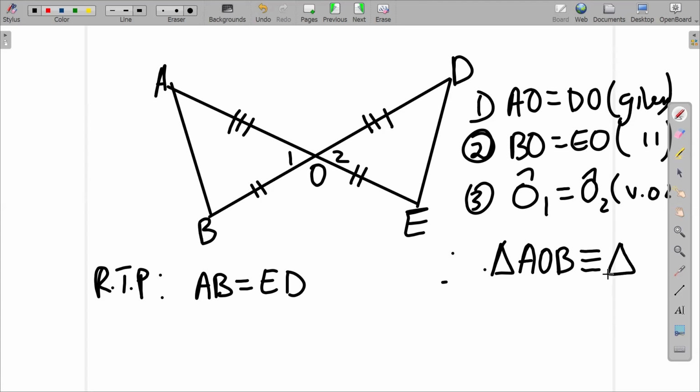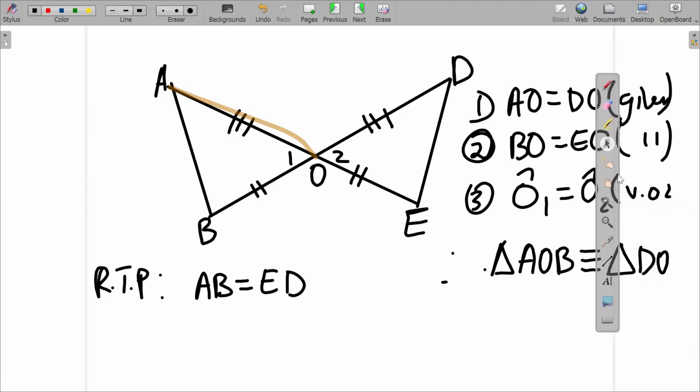Now, which triangle? So I need to be careful. I went from A to O. So what should I do with the second triangle? I must go from what to what? I must go from D to O. So this will be triangle DO, and obviously the third letter is quite obvious. It will be what? E. So I must go to triangle DOE, Department of Education.